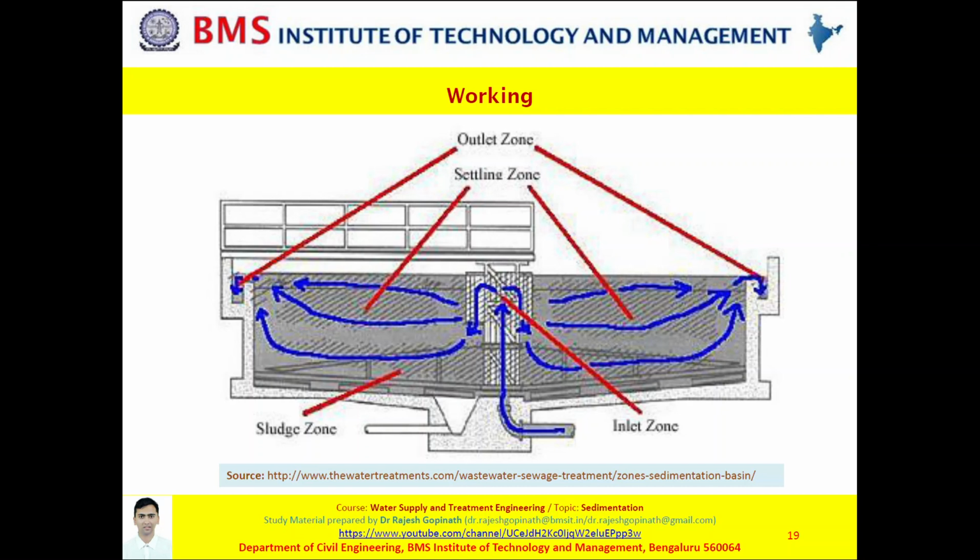Now, while in a rectangular tank the inlet and the outlet were located diametrically opposite, here the inlet happens through a central pipe, but the entire circumference of the circular tank serves as an outlet zone. I am sure you will understand this better if you go back to the image on slide number 12, which shows a circular tank for your kind perusal. Now let's move on to the advantages and disadvantages in slide 20.